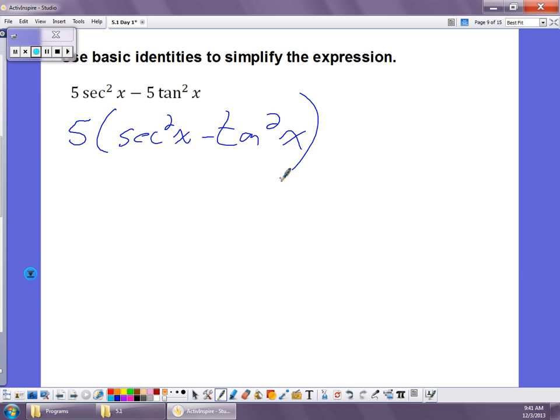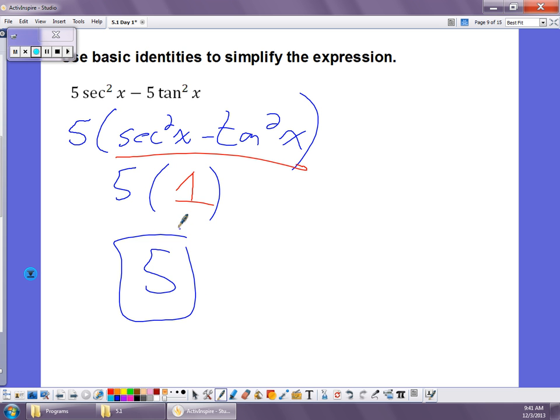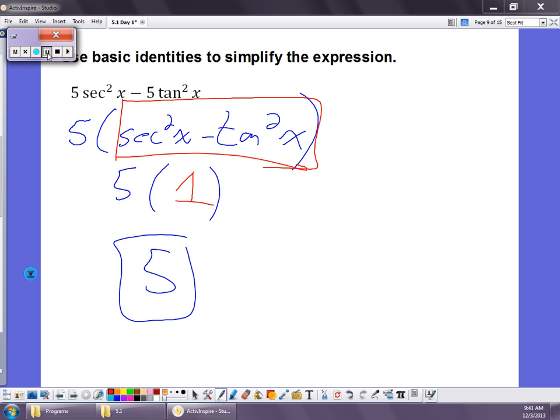I think that's one of the last ones on the bottom. 1, right. So this entire thing here equals 1. So now we just have 5 times 1, which equals 5. And that's your answer. So this entire thing just equals 5. Look at your identity sheet, and you'll see that this equals 1.